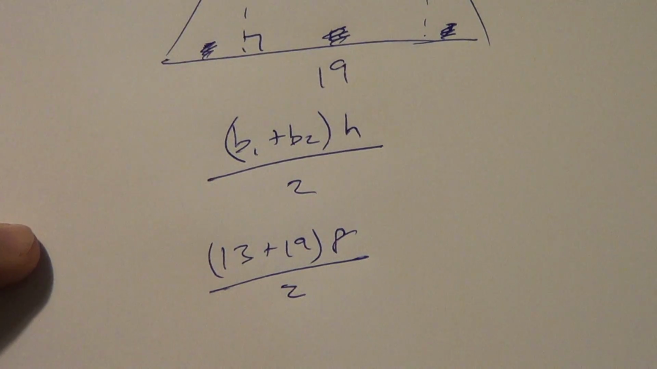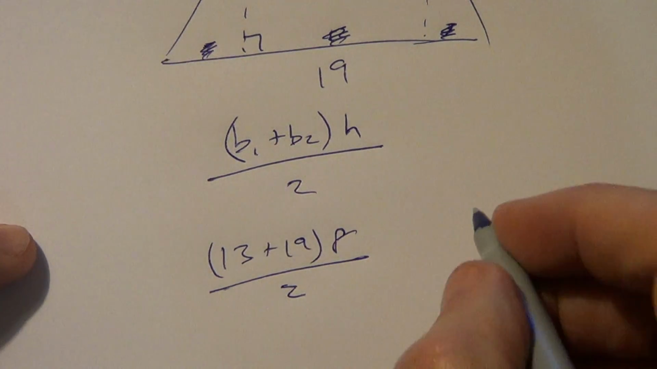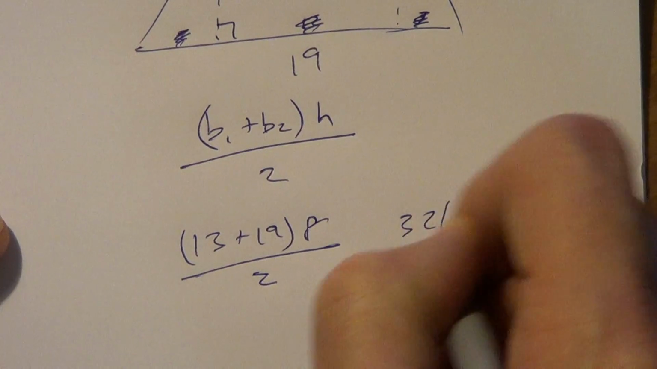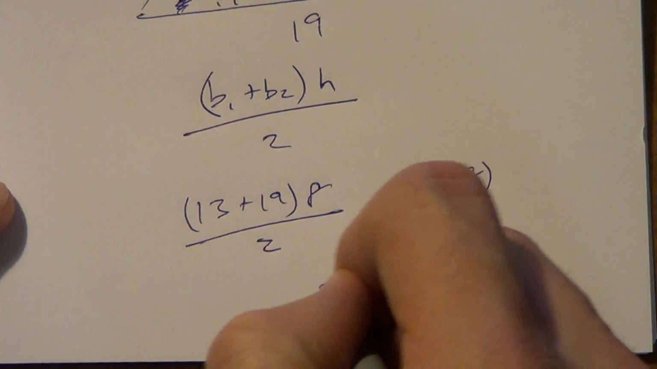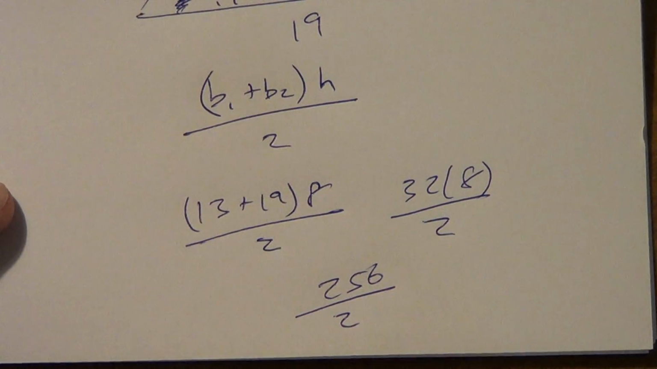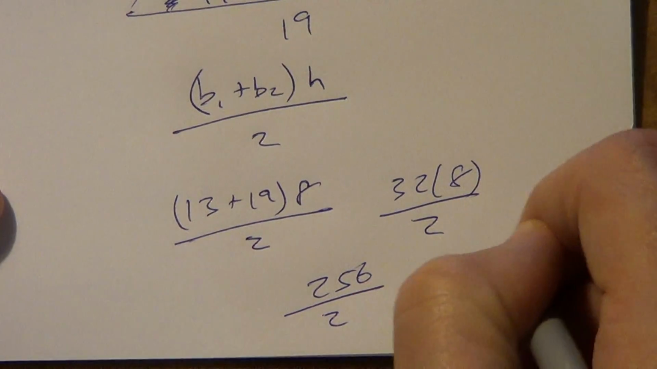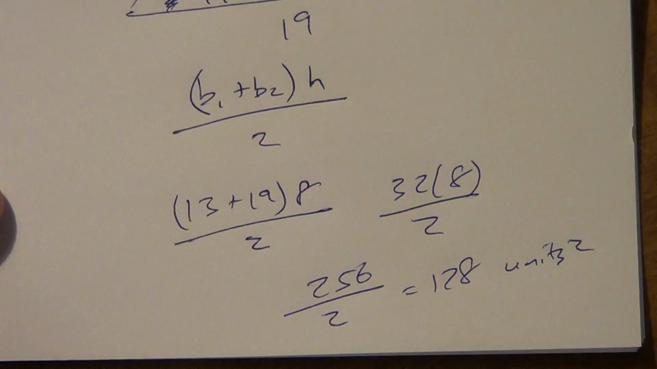13 plus 19 is 32. If you do 19 plus 13, you're still going to get 32 times 8 over 2. 32 times 8 is 256 over 2, which is 128 units squared. Alright, pretty simple. Alright, let's try this last one.